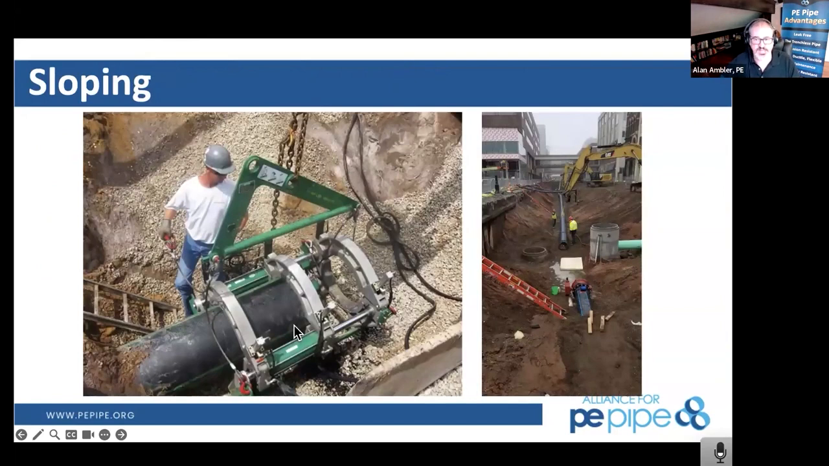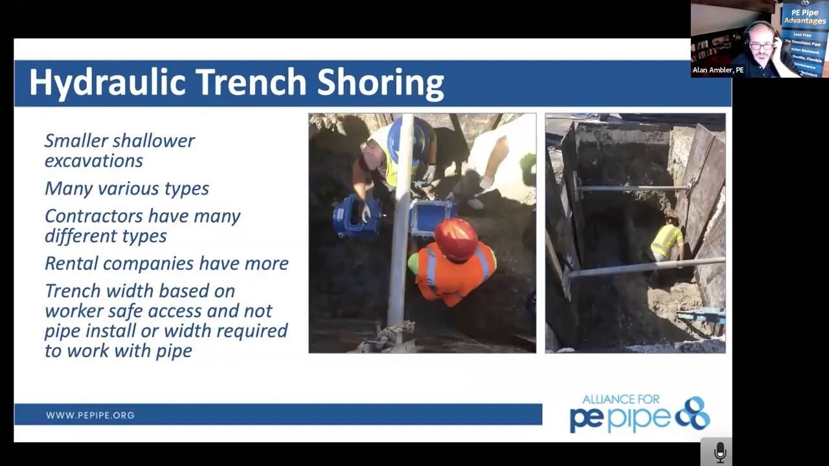So here are some more examples of how we're putting that pipe in these excavations. Obviously, the sloping has a larger footprint, and in this picture in Duluth, Minnesota on the right, they recognized they had to shut that road down in order to build this pipeline in place as they go through. Smaller excavations can use that hydraulic trench shoring. So they'll have plates up there, and then they'll push that out to provide safe access to the excavation itself. Rental companies will have a lot of these.